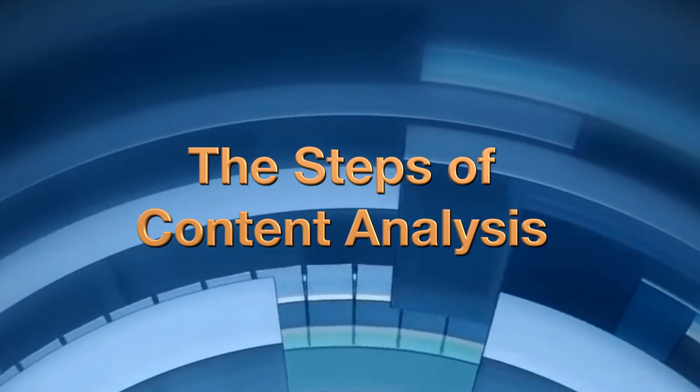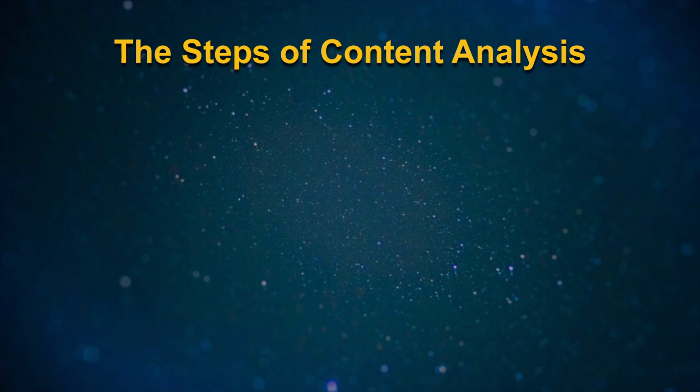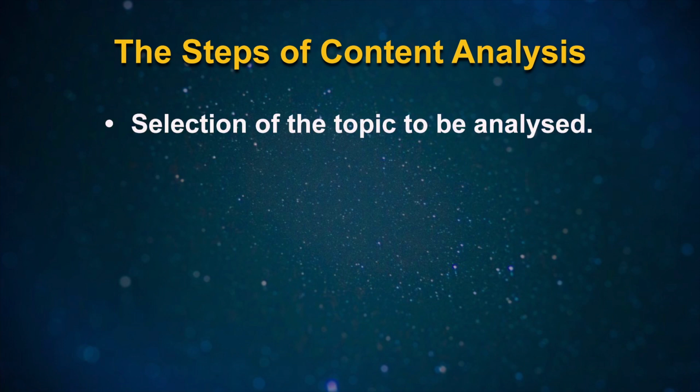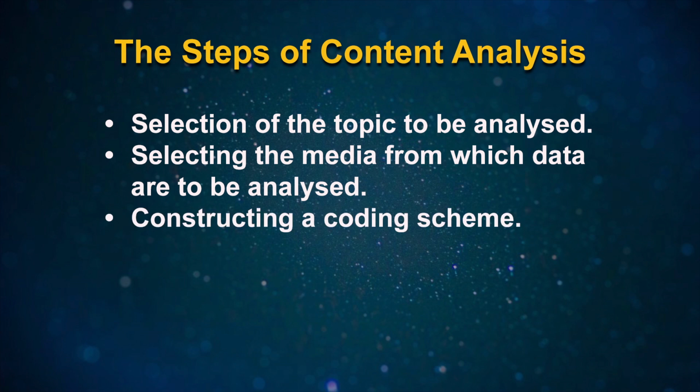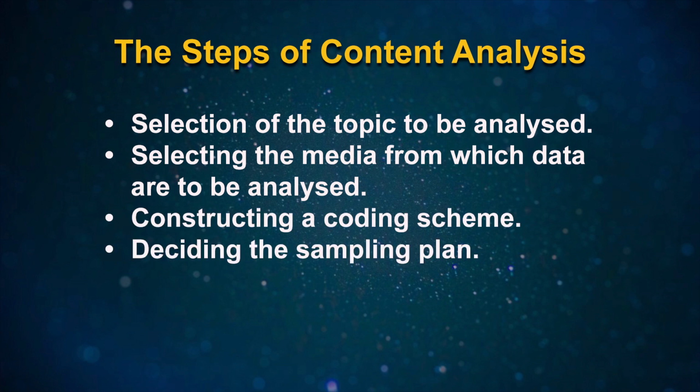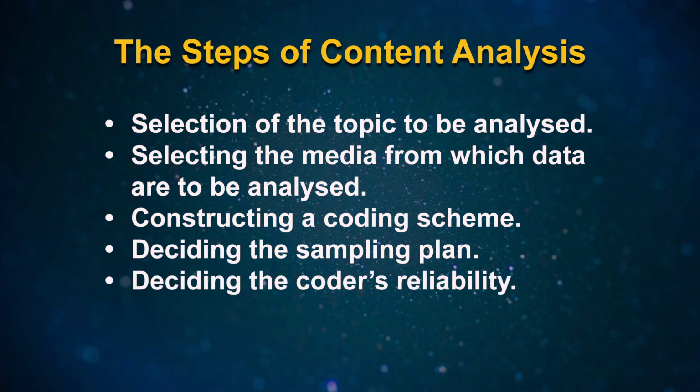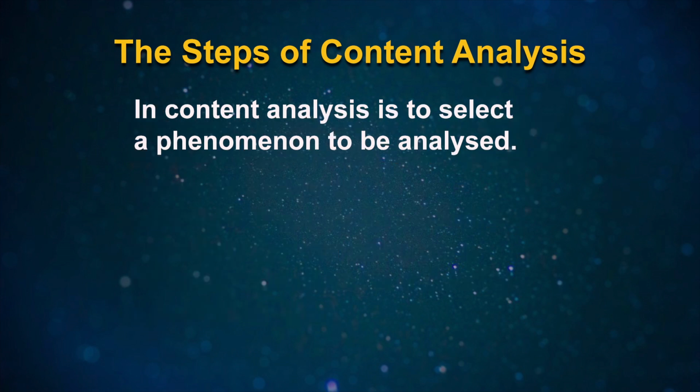The steps of content analysis. The steps of content analysis are: 1. Selection of the topic to be analyzed. 2. Selecting the media from which data are to be analyzed. 3. Constructing a coding scheme. 4. Deciding the sampling plan. 5. Deciding the coder's reliability. 6. Analysis of data. The first step in content analysis is to select a phenomenon to be analyzed.